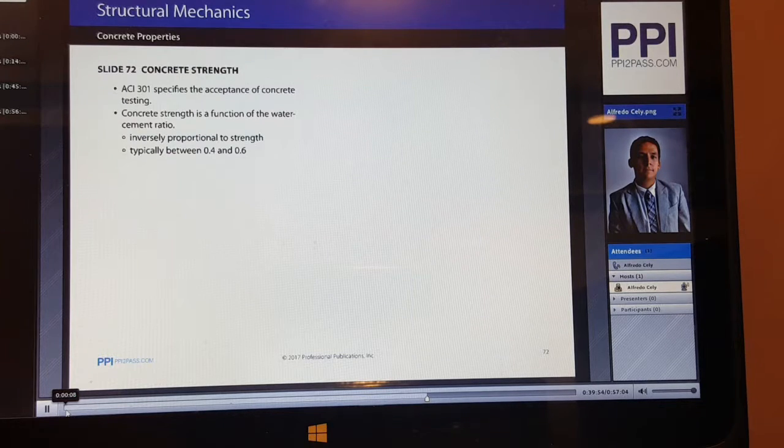Now, you do not need to know this criteria from ACI 301 for the breadth portion of the exam. However, the reason I'm going through this is just to give you an idea of what the parameters are for the strength of concrete.